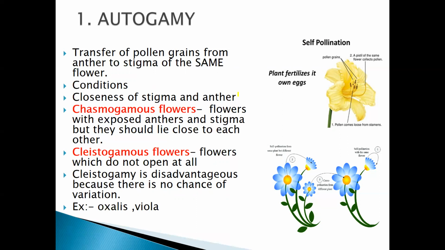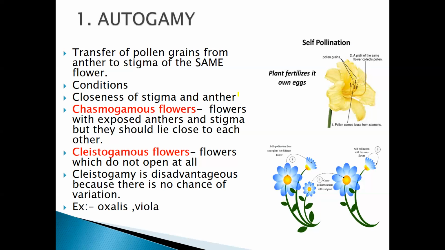You all know the flower. Now imagine a hibiscus flower. You all know how the anther and the stigma are closely related there, how they are closely designed so that the pollen grain can move onto the stigmatic surface. So the closeness of the stigma and anther is one of the conditions. Based upon that, there are two types of flowers. How many types of flowers? Two types. One is the chasmogamous flower, another is the cleistogamous flower.